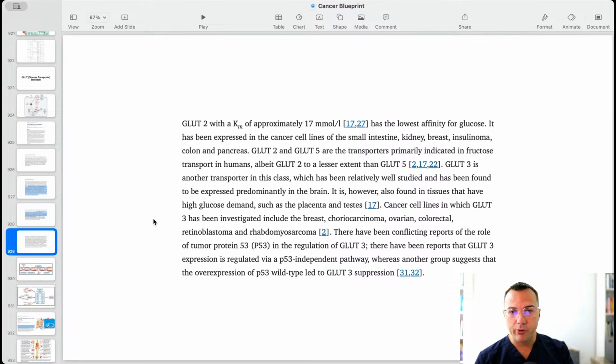There have been conflicting reports of the role of the tumor protein 53, P53, in the regulation of GLUT3. There have been reports that GLUT3 expression is regulated via a P53-independent pathway, whereas other groups suggest that overexpression of wild type P53 led to GLUT3 suppression. So basically, if P53 is upregulated or enhanced, in some cancers it led to GLUT3 suppression. In others, it had no effect.